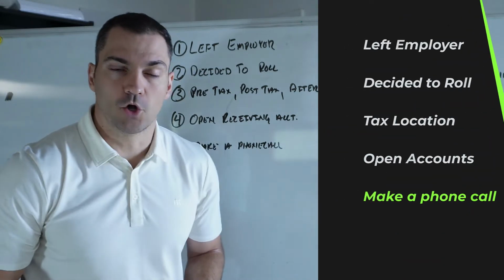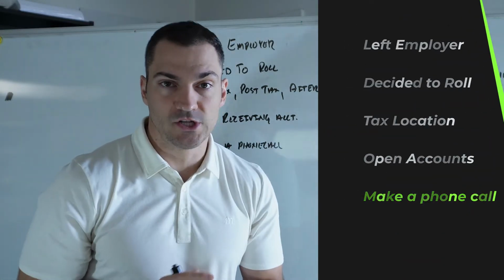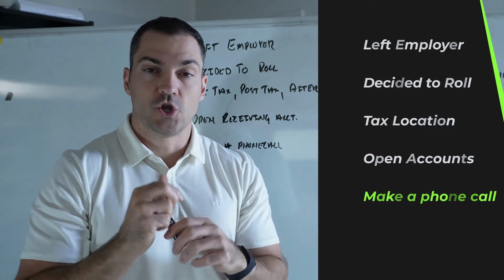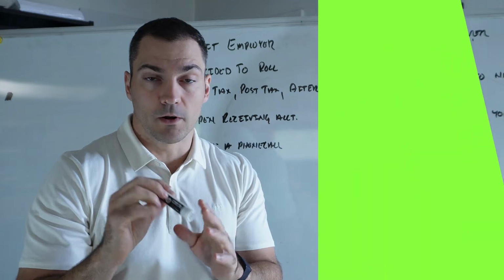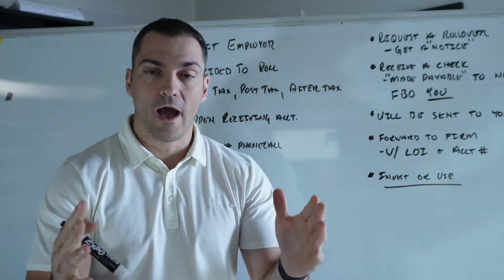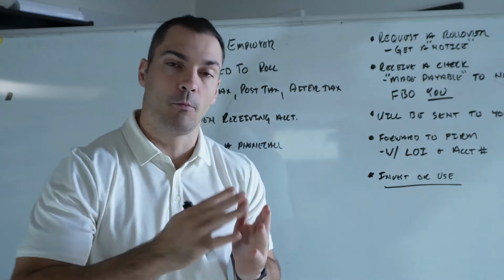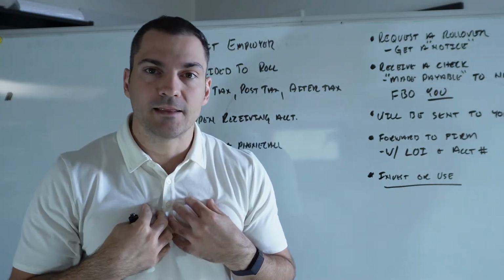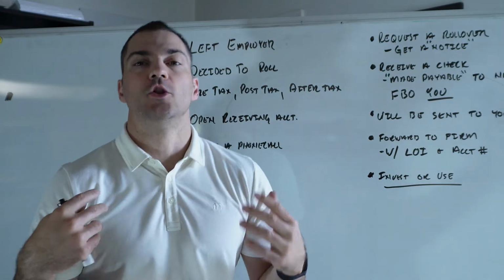You're going to make a phone call. You're literally going to look at your statement of your 401k, and usually in the top right hand or the top left hand corner, you're going to see a phone number that you can call to talk to a representative. All these firms have a call center with a group of people that can help coordinate all this and answer your questions. That is number 5. I make this phone call with my clients all the time.